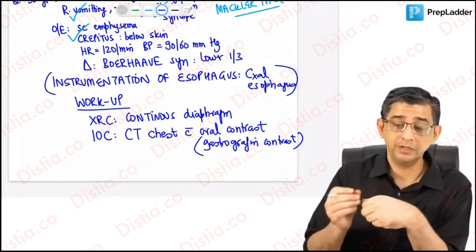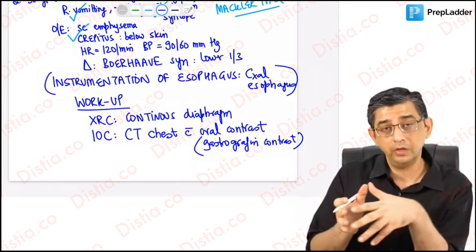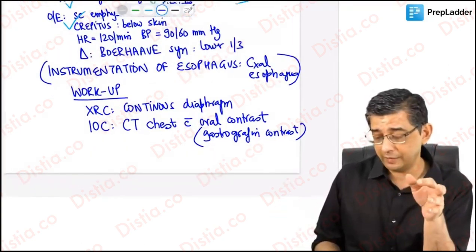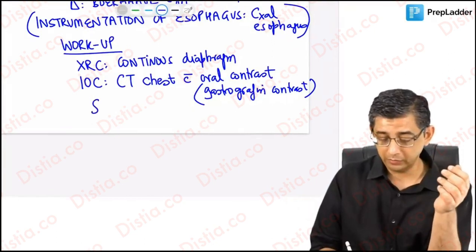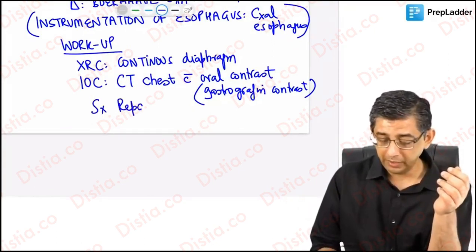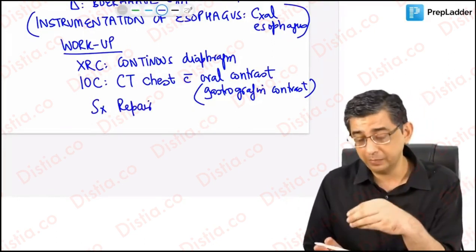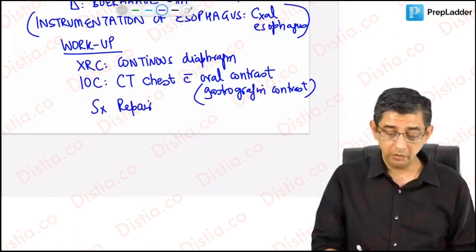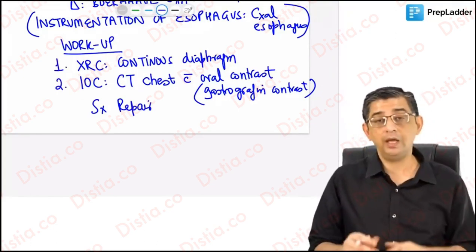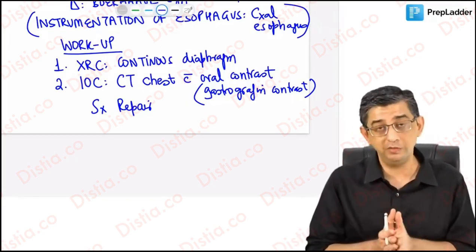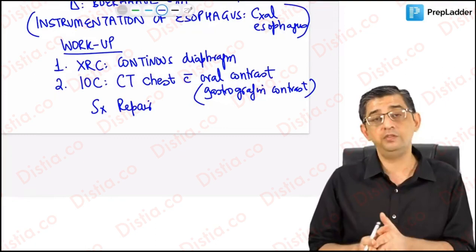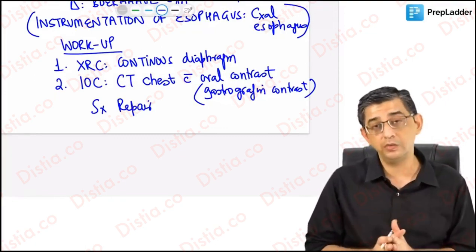So I need to demonstrate that the serosa is gone and now the contents are spilled over into the mediastinal cavity. So a CT with oral contrast followed by obviously a surgical repair of this patient will be done, and concomitantly even a pneumomediastinum can be present in this patient. Continuous diaphragm sign per se will be air above the level of the diaphragm. You see, gas below the diaphragm is a feature that you see with perforation peritonitis. But in this case, the gas will be seen around the heart of this person.